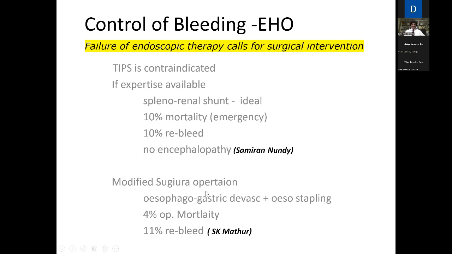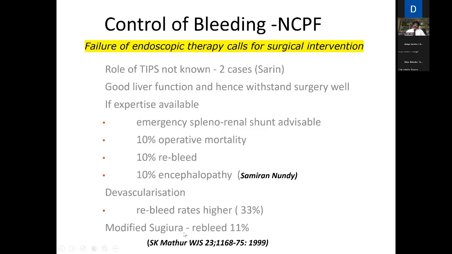a non-shunt procedure called the Sugiura operation is done, where esophageal gastric devascularization is done without esophageal stapling, and that has a favorable 4% operating mortality and 11% rebleed.